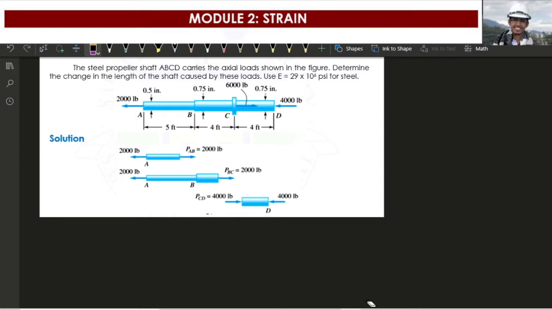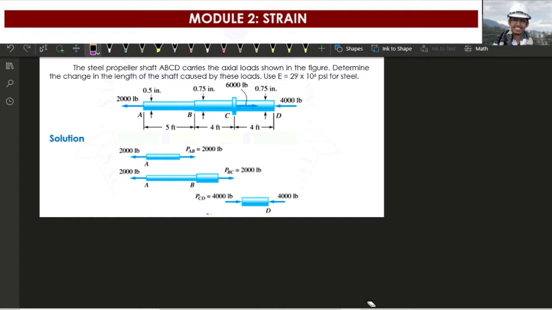Our first problem: the steel propeller shaft ABCD carries the axial loads shown in the figure. Determine the change in the length of the shaft caused by these loads. Use E, or Young's modulus, of steel, that is 29 times 10 raised to 6 psi.